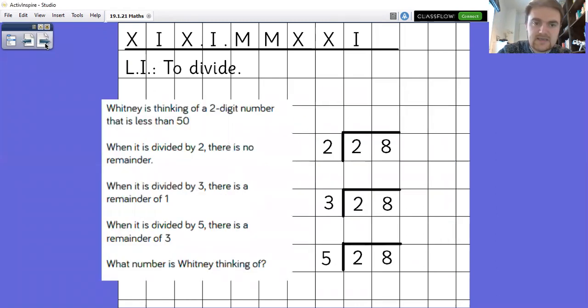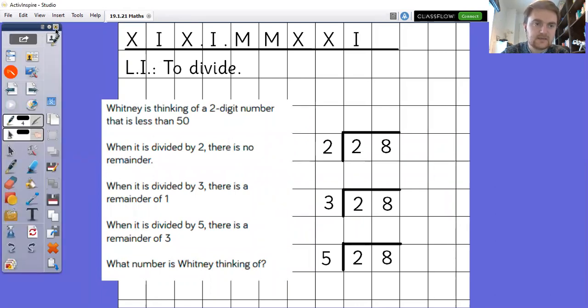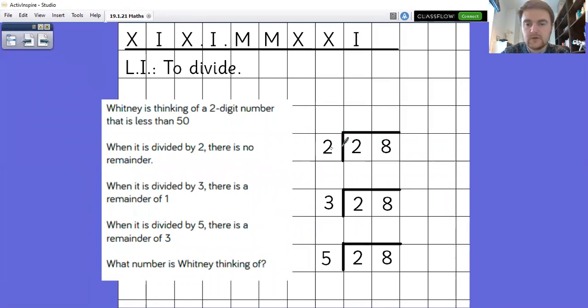So the answer is 28. If I have a look at why that is, I can see that when I do 28 divided by 2, 2 goes into 2 once, 2 goes into 8 4 times with no remainders. So I can see it's divided by 2 and there are no remainders.